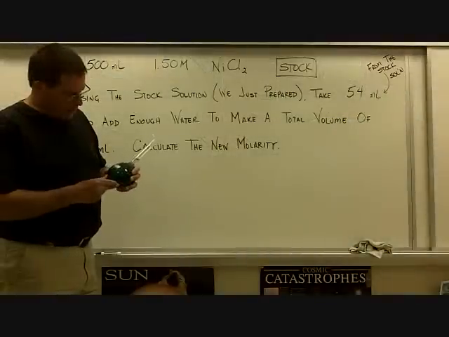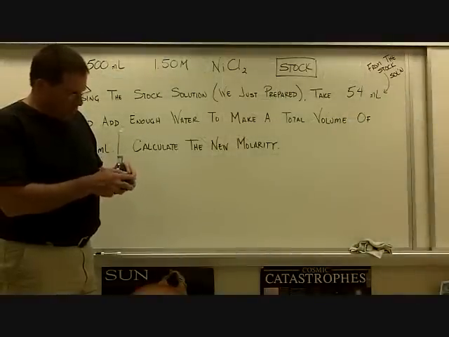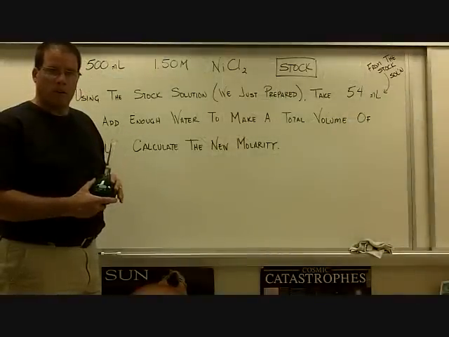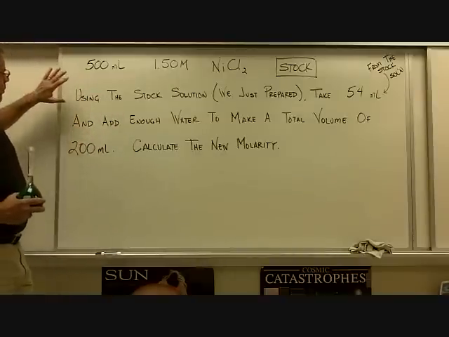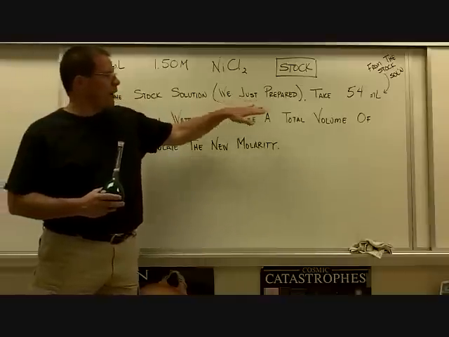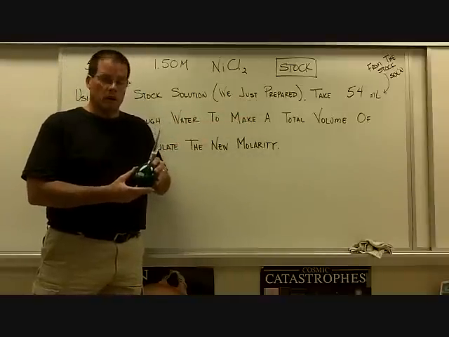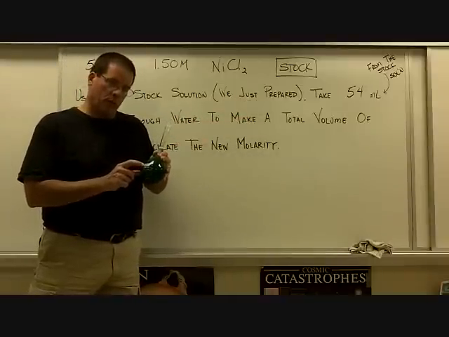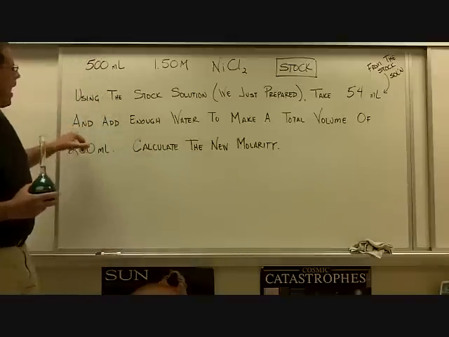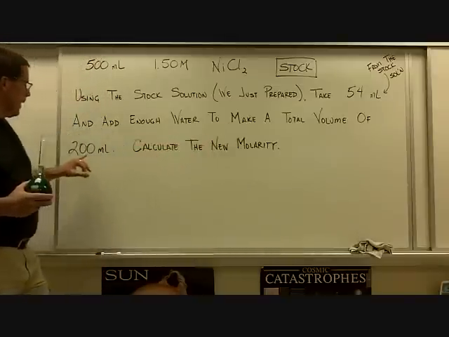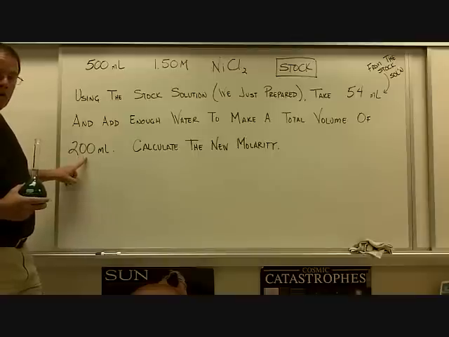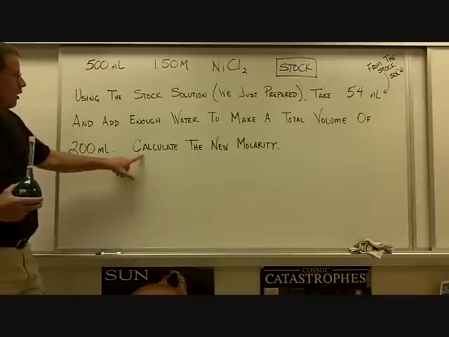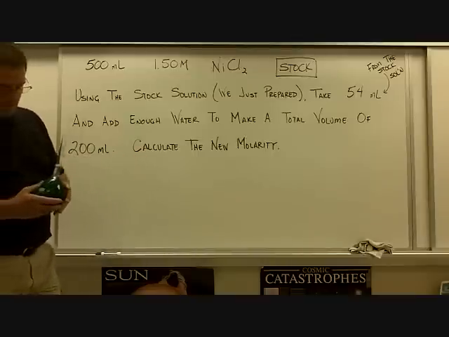Nice job on making the 500 milliliters of the 1.5 molar solution of nickel(II) chloride. Here's what I want you to do next. Using the stock solution we just prepared, take 54 milliliters from the 500 mL, and add enough water to make a total volume of 200 milliliters in a different volumetric flask. Then, let's calculate the new molarity.